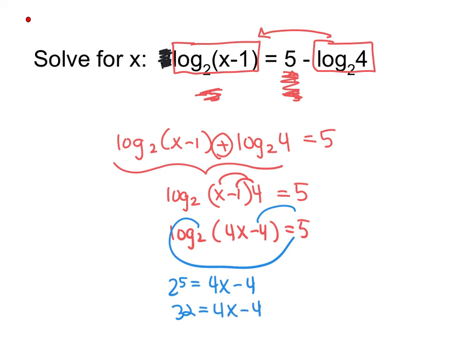When I add 4 to both sides, I get 36 is equal to 4x, and when I divide, I get x is equal to 9. And if I check it here, it works. So my answer for this is going to be 9. So kind of tricky there. If you ever have anything added or subtracted on the side of a log, you're going to have to move all the logs to one side and condense them down.